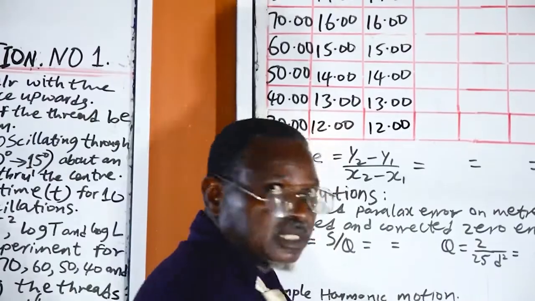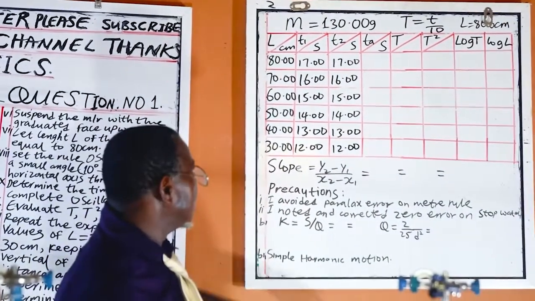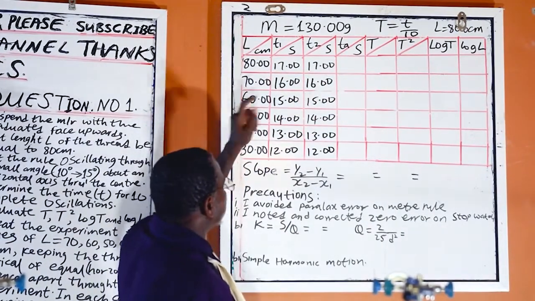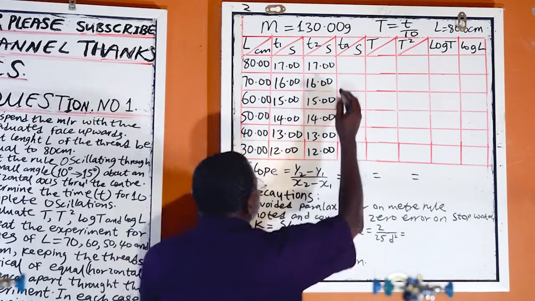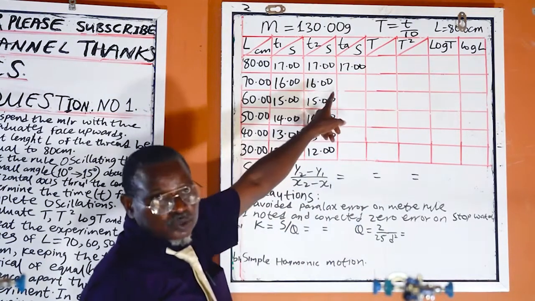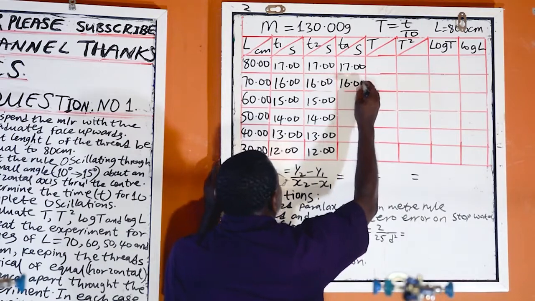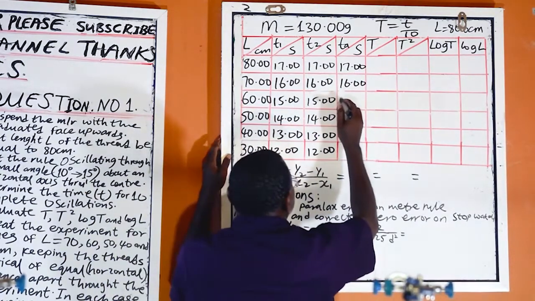Now, we want to find the average. To find the average, we add T1 and T2 together and divide by 2. So 17 plus 17 is 34. 34 divided by 2 is 17. 16 plus 16 is 32. 32 divided by 2 is 16. 15 plus 15 is 30. 30 divided by 2 is 15.